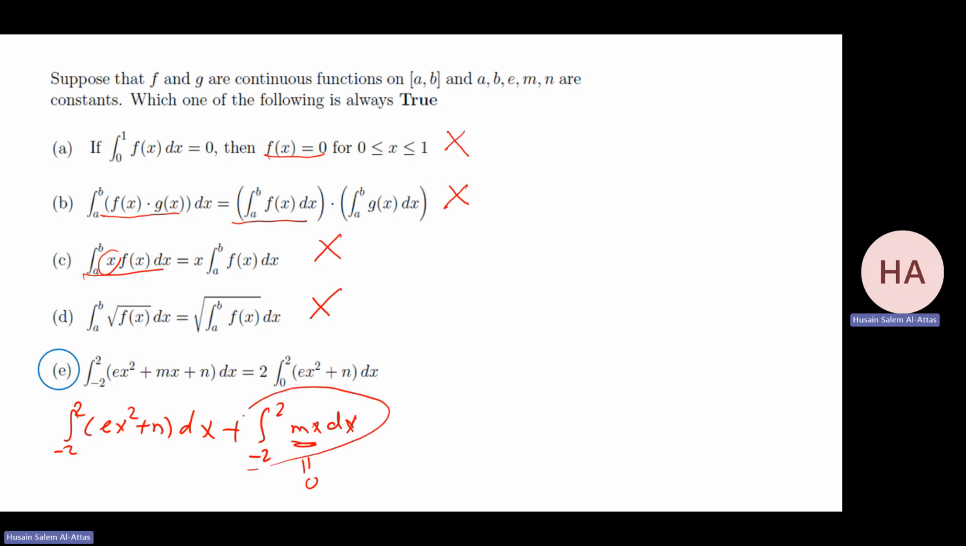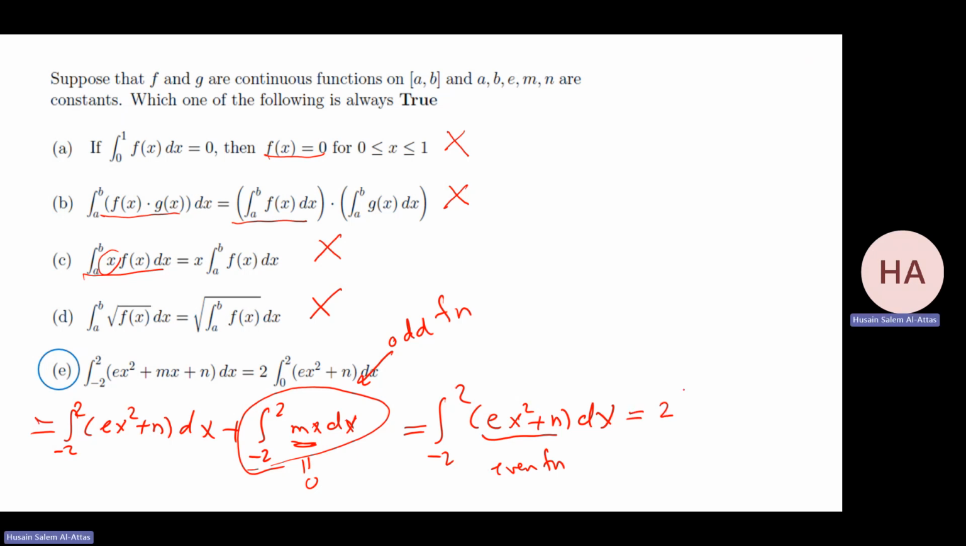The integral is 0. So this one will be the integral from minus 2 to 2 of e to the x squared plus n dx. This is odd? Odd function. So this one is an even function. So that will be what? 0 to 2, 2 times e to the x squared plus n dx. So this is the correct one.